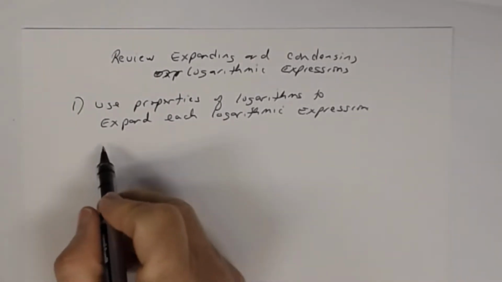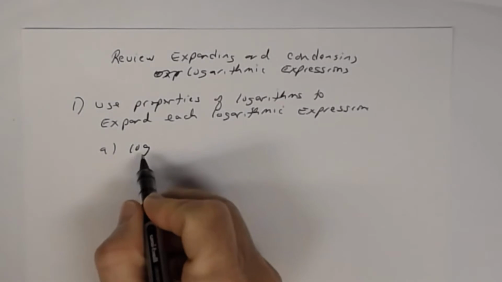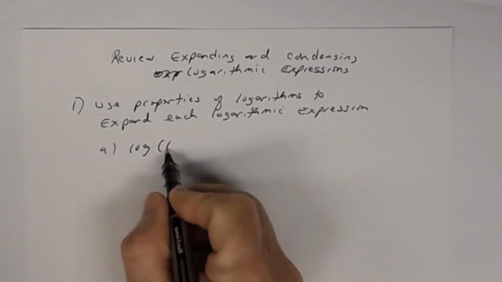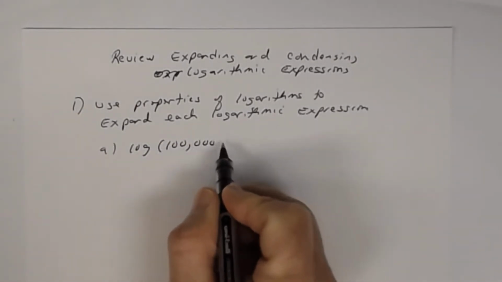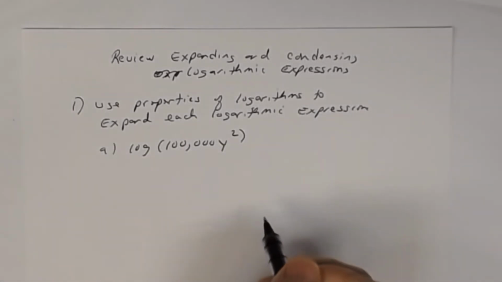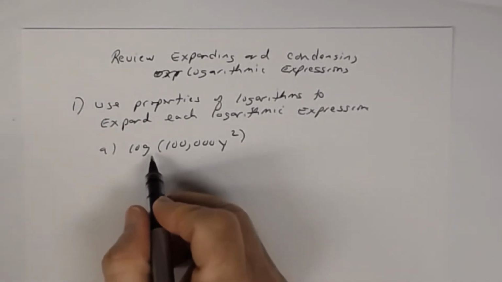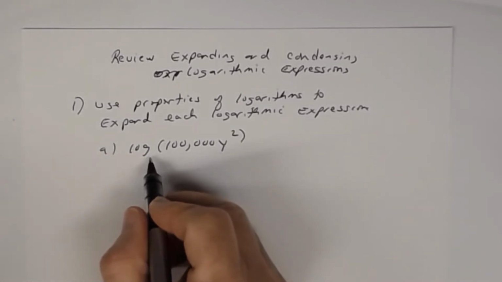So number one, let's do 1a. We're going to have the log of 100,000 times y to the second power. So the log of 100,000 times y to the second power. And remember, there's no base there. It's understood to be 10. So remember, this is a common logarithm here.